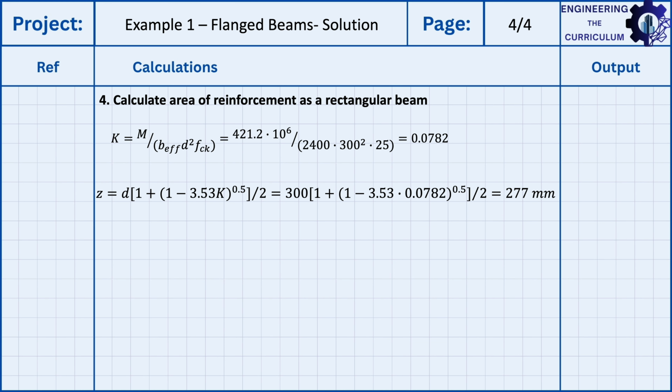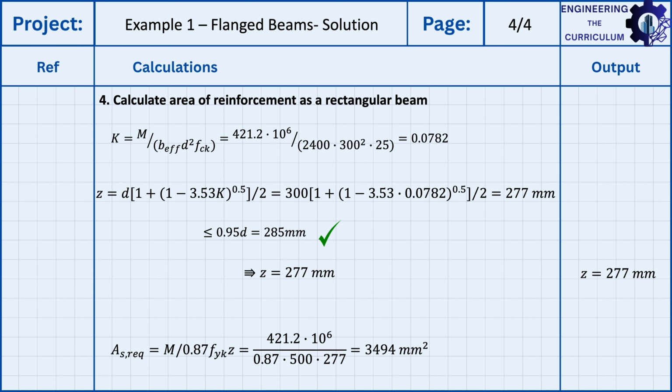Once I have K, I can calculate Z. We can see here the equation for Z. All we need to do is substitute D, which is the effective depth of 300, and the K that we've just calculated. And we find that Z is 277 millimeters. We do need to do a check, however. We need to check that Z is under or equal to 0.95D. 0.95D in this case works as 285, and therefore Z is 277 millimeters. We can take that forward. Now, if 0.95D was smaller, we would take that smaller value. So if it was, say, 270, we would take the 0.95D as 270.